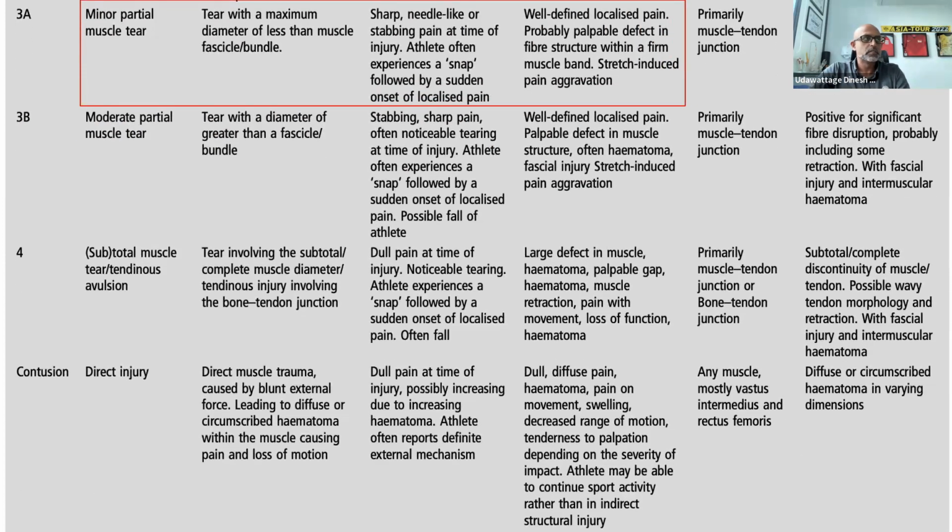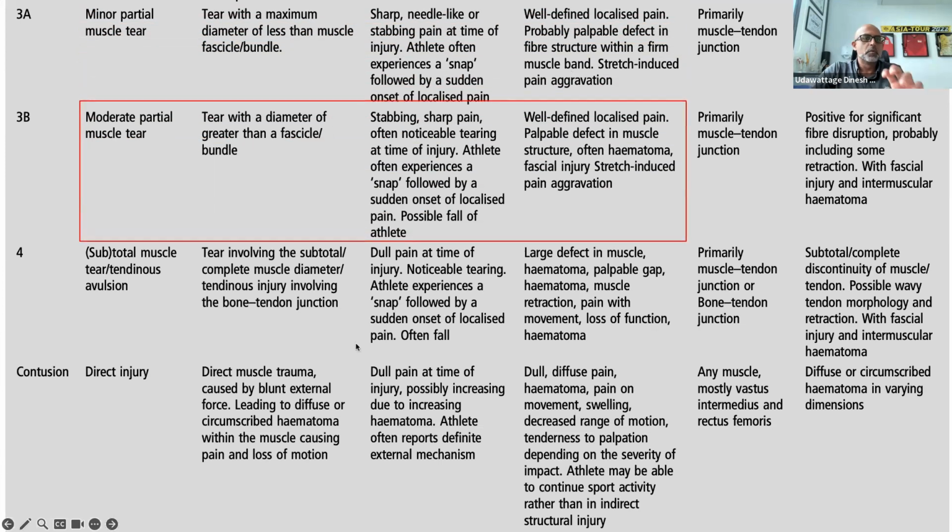The second part of the table starts to look a little bit more familiar in terms of the muscle injuries. And of course, we start off with the more minor ones where there's relatively insignificant tearing of the muscle in terms of the diameter. There's significant pain. The athlete might feel a snapping feeling, but it's relatively well defined. With the more significant injury, the moderate partial tears, the tear is of a more significant diameter, maybe more than a muscle fascicle. There's significantly more pain, but still relatively well defined.